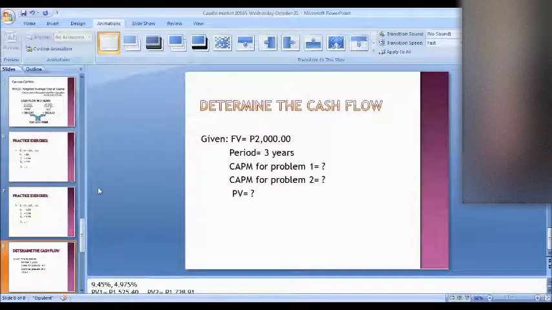Then divide it into 2,000. So 1.0945 times 1.0945. Multiply the answer again by 1.0945. Then the product, divide it into 1,000.